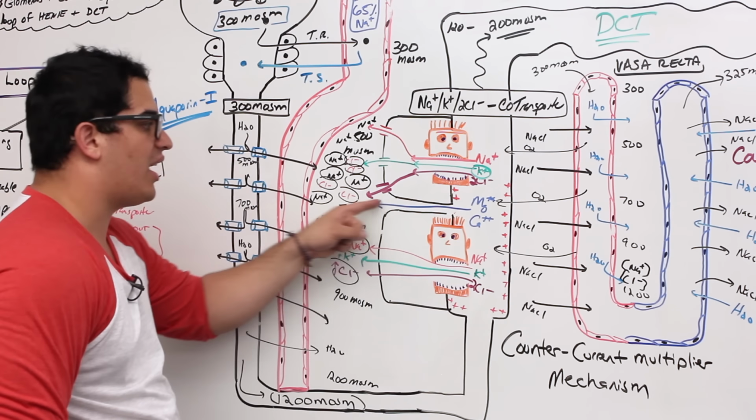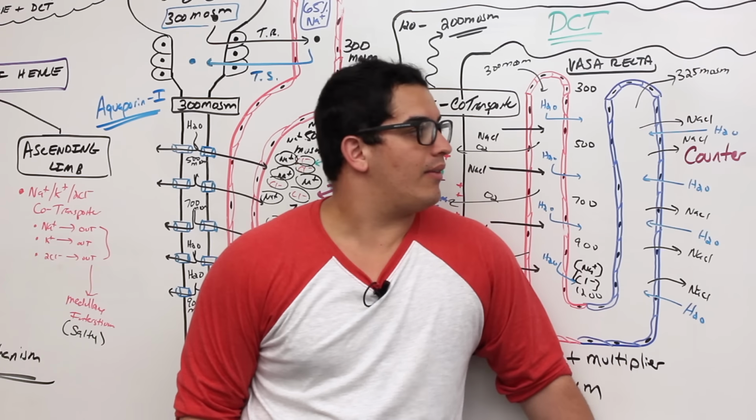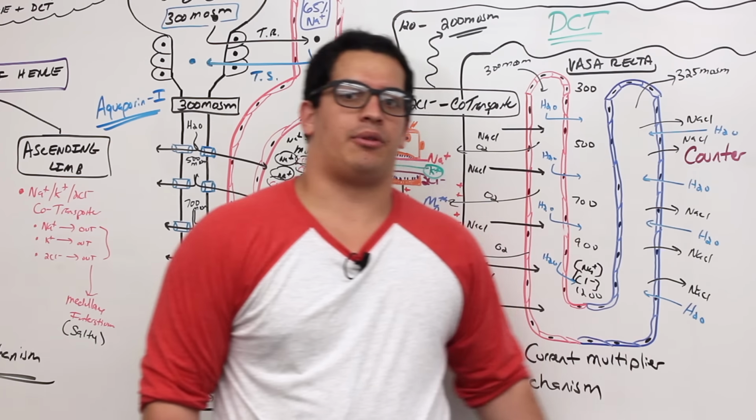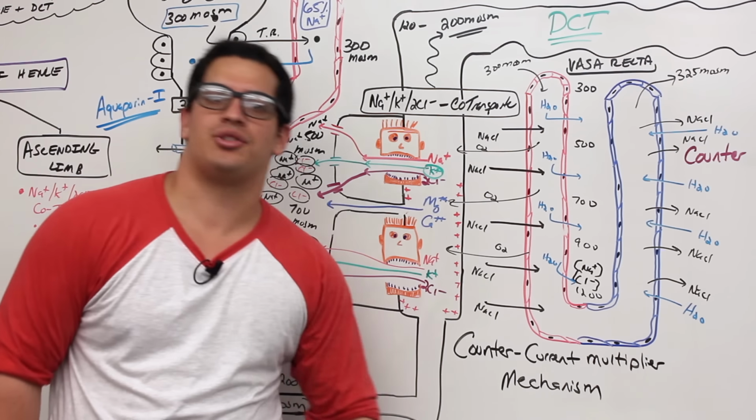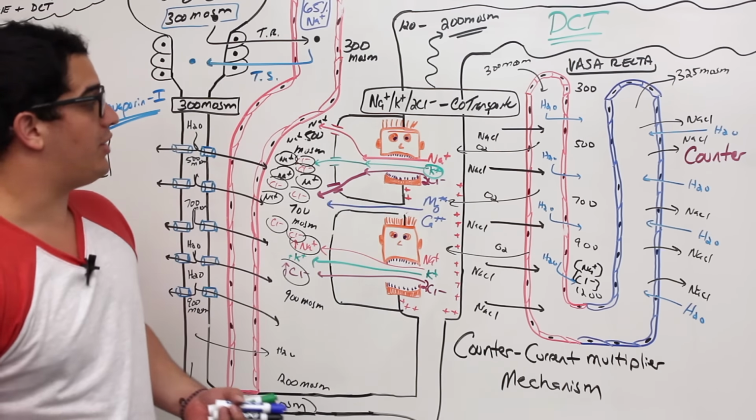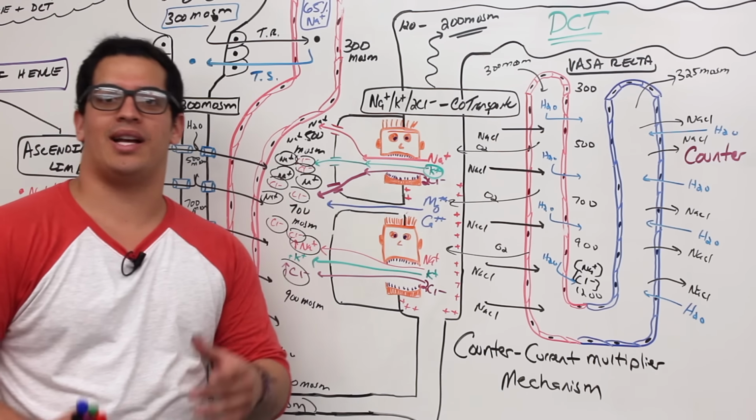All right, so we covered a lot of information, guys, a lot of stuff with respect to the loop of Henle. We covered the countercurrent multiplier mechanism, the countercurrent exchanger, a lot of different information. I really hope all of it made sense. I hope you guys enjoyed it.